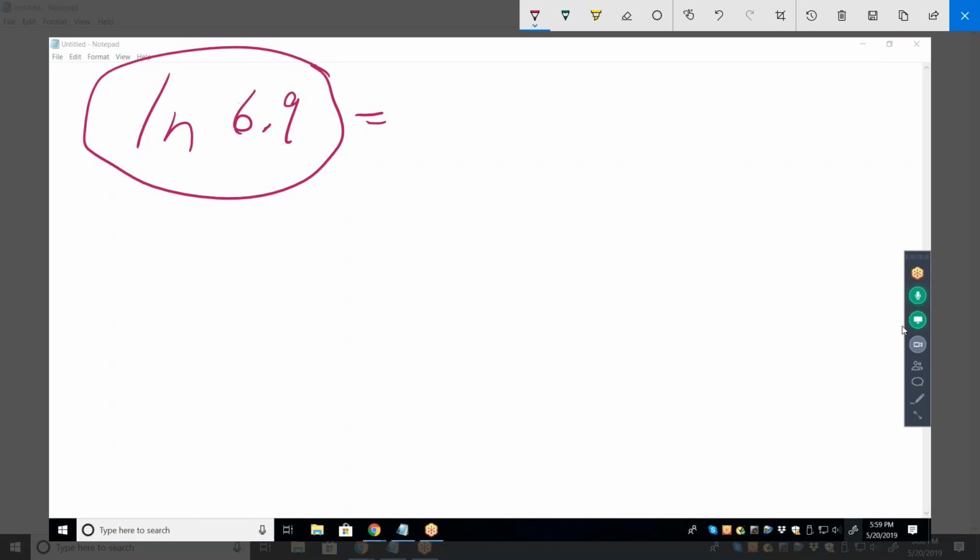I got 1.9 about. Okay. And what that means is that e to the 1.9 power would be equal to 6.9. Now that makes sense. 2.7 squared is in that ballpark. So yeah. I don't know how much they want you to round it off.